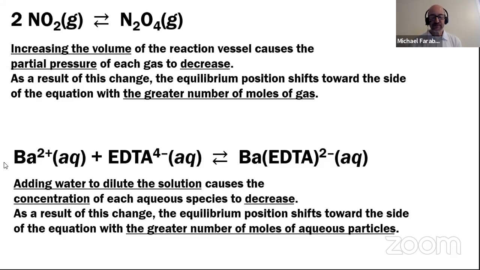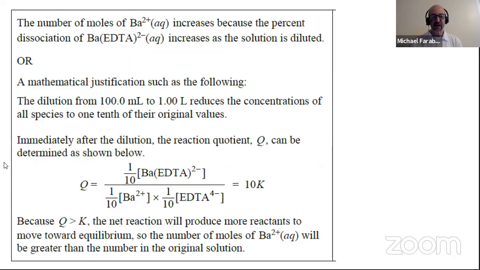All right, so your official scoring guidelines say that the number of moles of barium increases, and you could have said because when you dilute a solution, that's going to increase the percent dissociation of the substance, in this case, shifting toward the left. But another way to justify this is a Q versus K. It's a great argument that you can plug in those numbers, the 1/10 dilution, prove mathematically that Q becomes larger than K, and that will produce more reactants as equilibrium is reestablished.